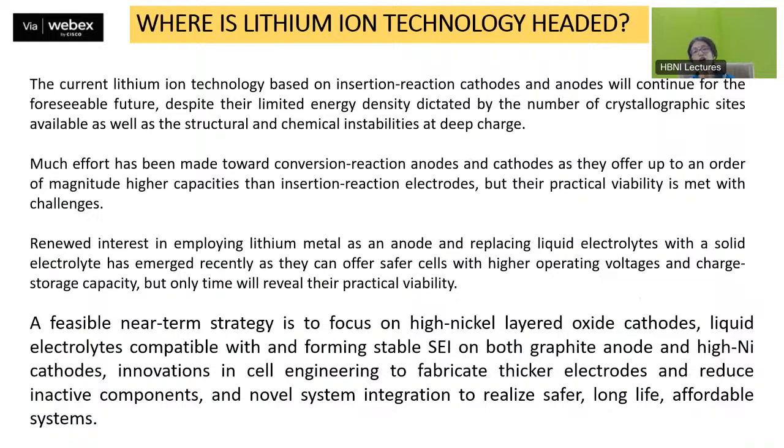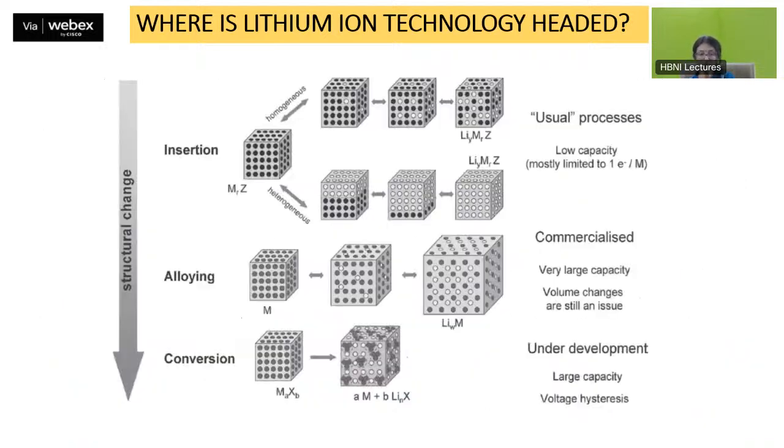So what are the inactive components in a particular battery? If you have this anode material, you have to paste it, right? So you have a binder, then you have some kind of conducting agent which is added, because most of these materials don't have enough electronic conductivity. So you have to add some kind of carbon material as a conductant. These ultimately don't contribute much to the capacity. So they become inactive components and they increase the weight of your battery without actually taking part in the electrochemical process. So that has to be reduced. And so the novel system integration should be towards realizing a safer, long life and very affordable system.